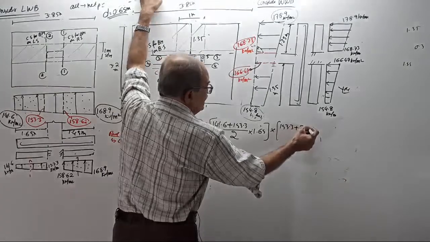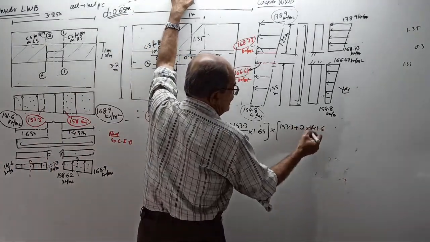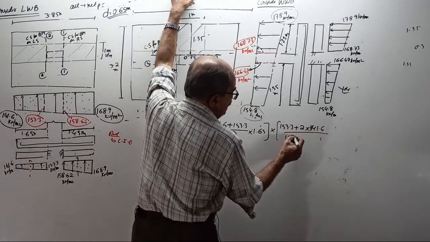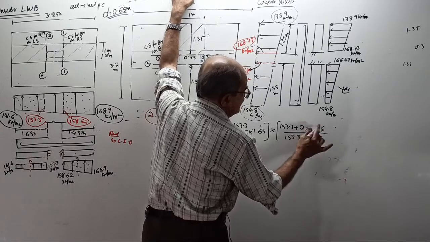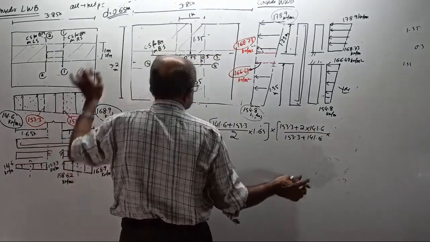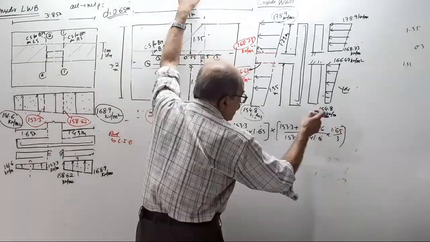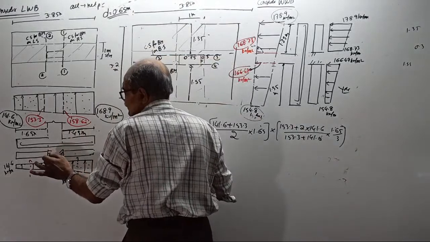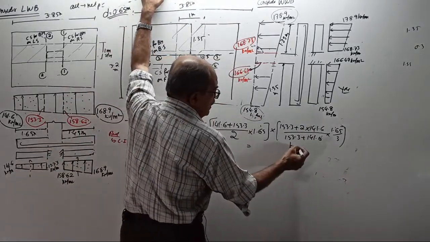153.3 plus twice of 141.6 divided by 153.3 plus 141.6, multiplied by distance between the two sides, 1.65, divided by 3. This full term is the distance from here to the load, equal to, you get kN-m.